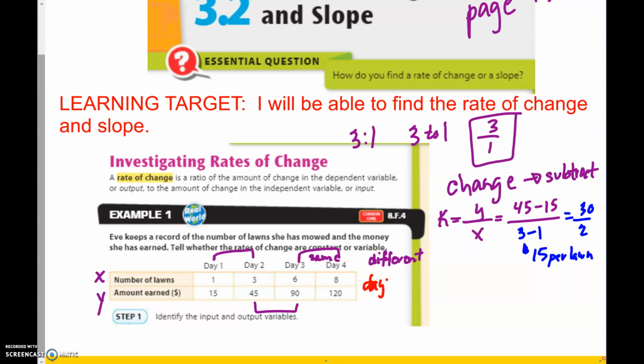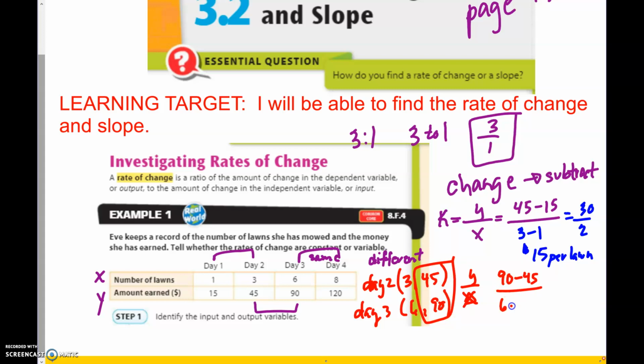So day 2, that ordered pair is still 3, 45. And day 3 is 6, 90. Okay, so I'm going to do the same thing, y over x. And so I have 90 minus 45. Remember, I have to do the y values on top. I did bottom to top again, and then I'm doing 6 minus 3.